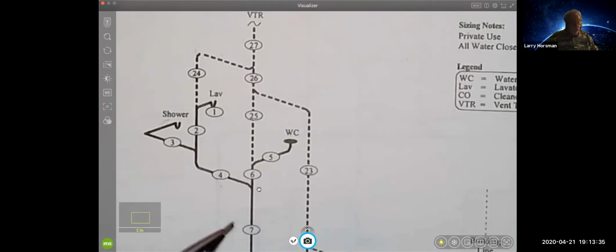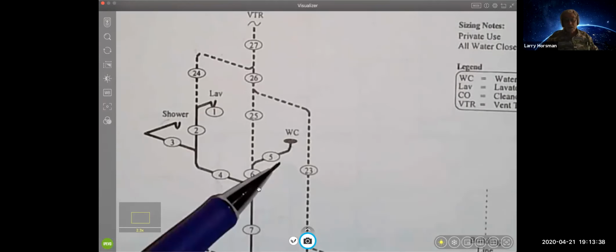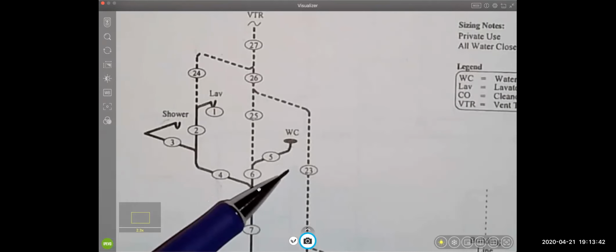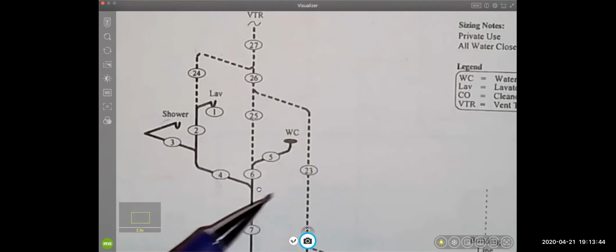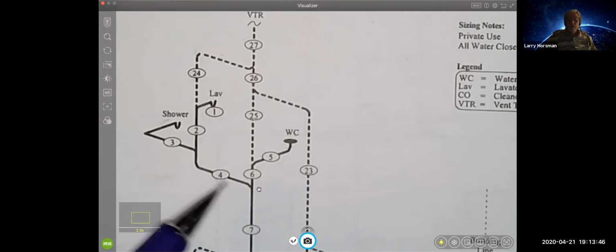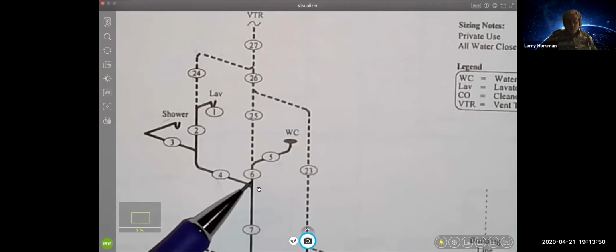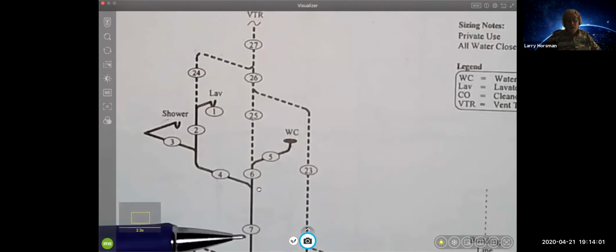Over here at 5, that's carrying the water closet, so that would be 3 fixture units. 6 is also, right, we are venting, but it's also taking the waste from that water closet, so that's 3. Whereas by the time we get to 7 here, we have picked up the water closet, which is 3. We picked up the shower, which is 2. We picked up the lav, which is 1.